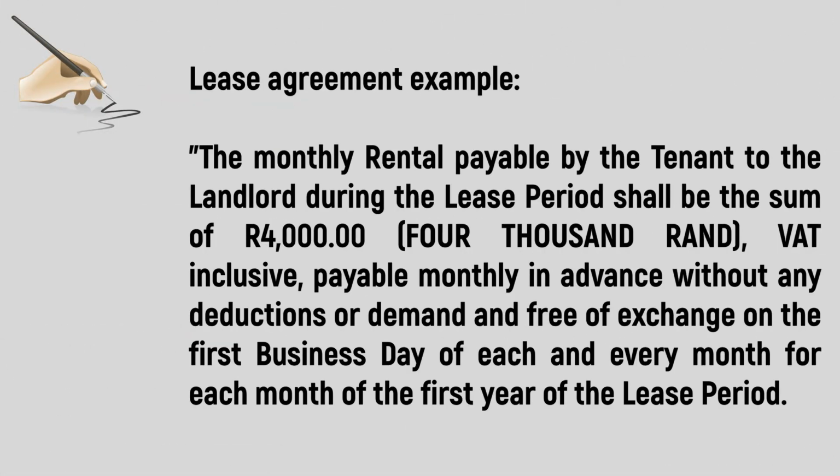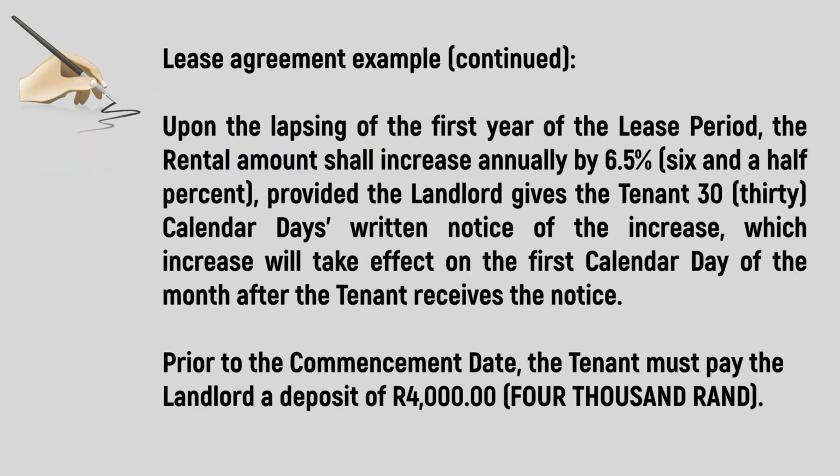In a lease agreement, these terms could look as follows. The monthly rental payable by the tenant to the landlord during the lease period shall be the sum of 4,000 rand, VAT inclusive, payable monthly in advance without any deductions or demand, and free of exchange on the first business day of each and every month for each month of the first year of the lease period. Upon the lapsing of the first year of the lease period, the rental amount shall increase annually by 6.5%, provided the landlord gives the tenant 30 calendar days written notice of the increase, which increase will take effect on the first calendar day of the month after the tenant receives the notice.